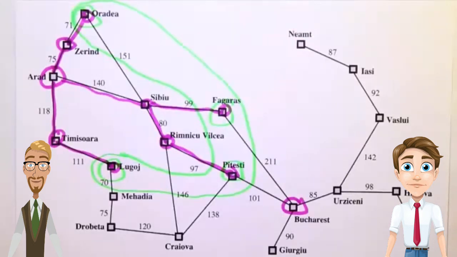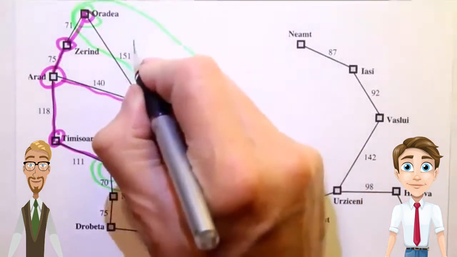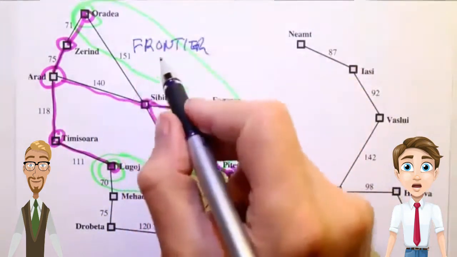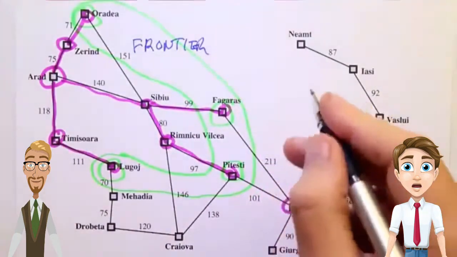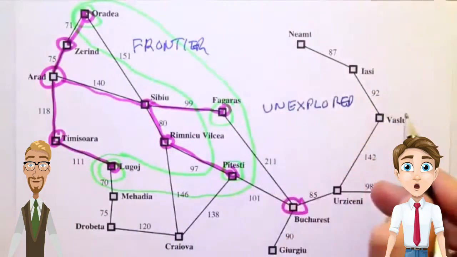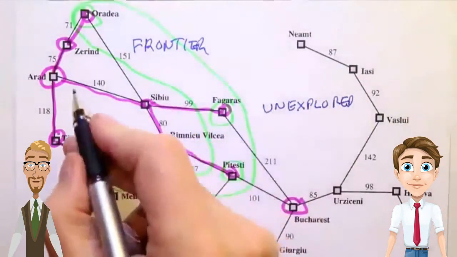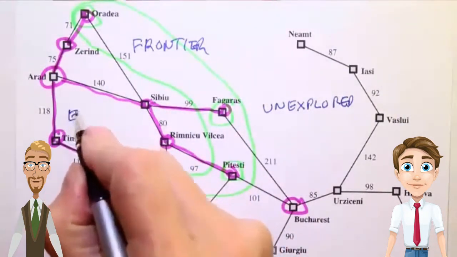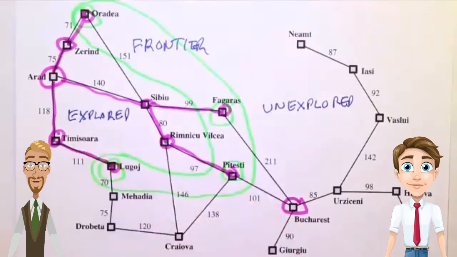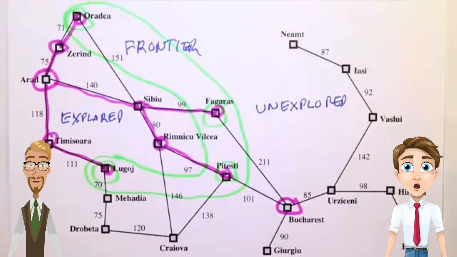So let's write down those three components. We have the frontier, we have the unexplored region, and we have the explored region.